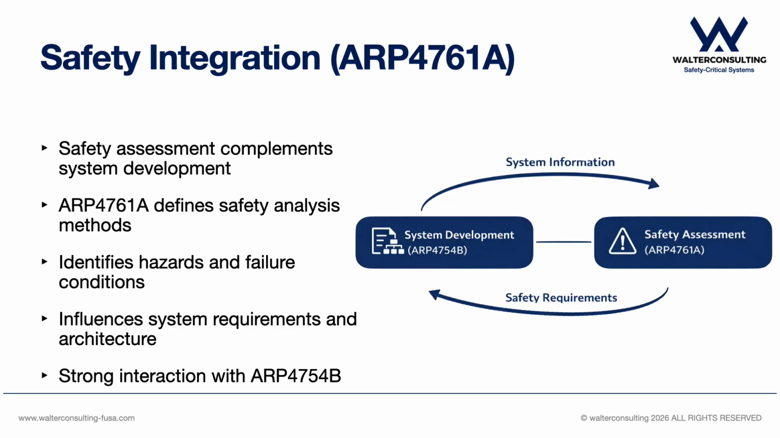System development is closely linked to safety assessment. While ARP4754B defines how the system is developed, ARP4761A focuses on safety analysis. It identifies hazards and evaluates potential failure conditions. This directly influences system requirements. So safety is not a separate activity. It is tightly integrated into system development. System information flows into safety analysis, and safety requirements flow back into the system design. This creates a continuous loop between development and safety.